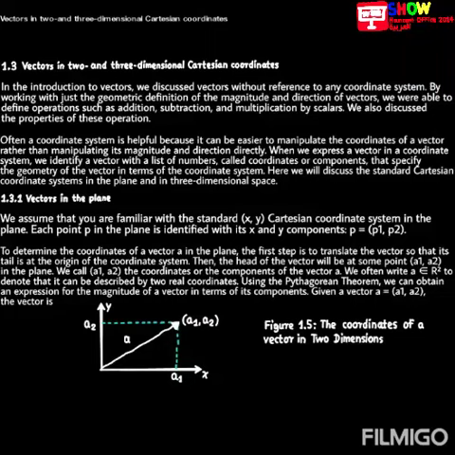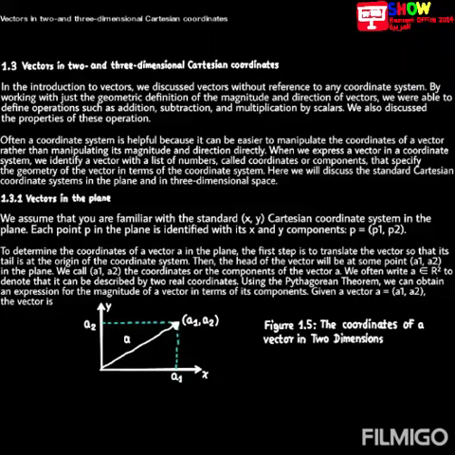Then the head of the vector will be at some point A1, A2. In the plane, we call A1, A2 the coordinates or the components of the vector A. We often write A is an element of R squared to denote that it can be described by two real coordinates. Using the Pythagorean theorem, we can obtain an expression for the magnitude of a vector in terms of its components.